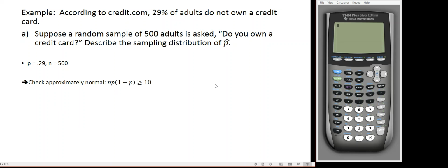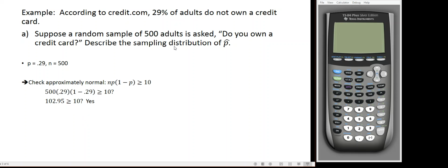Okay, so from before, we need to check that it's approximately normal. That way, if we do any other questions, we already know that we can use that normal approximation and draw that nice bell curve. So plugging in, we've got our n, p, 1 minus p, and we're going to ask, is that greater than or equal to 10? Okay, so using your calculator, we can see that this multiplied all together gives us 102.95, and that is definitely greater than 10. So that checks out, and it's approximately normal.